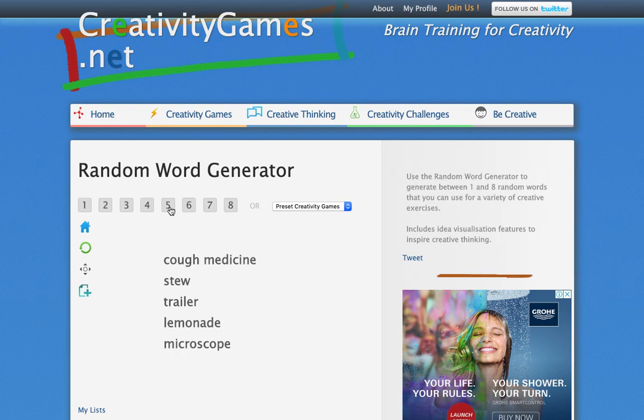Stew. What? Trailer, lemonade, and microscope. Actually, the thing that comes to mind is like, okay, I guess it will be more of a scene, whatever I have in my mind. So I have to try to figure out how to make it as less of a scene as possible.